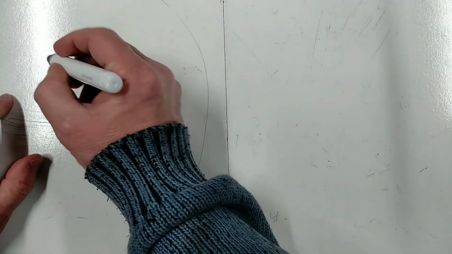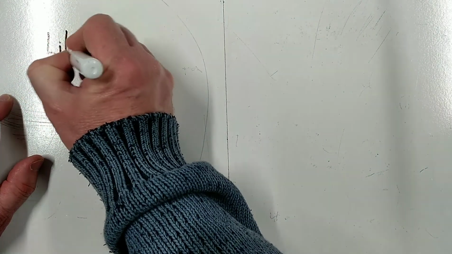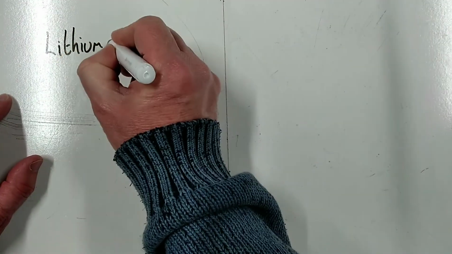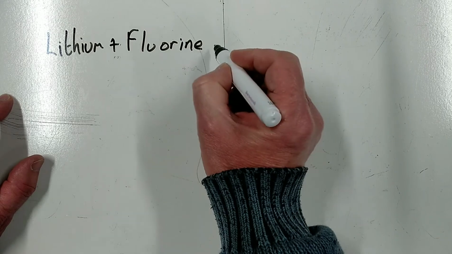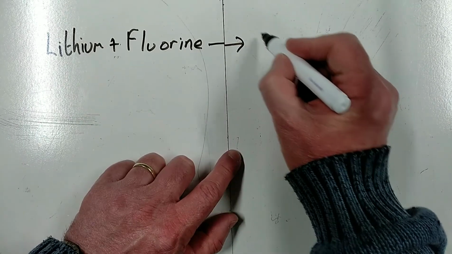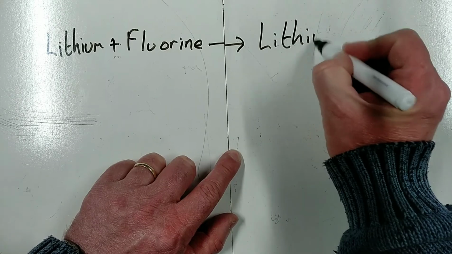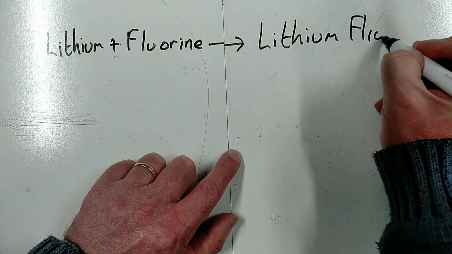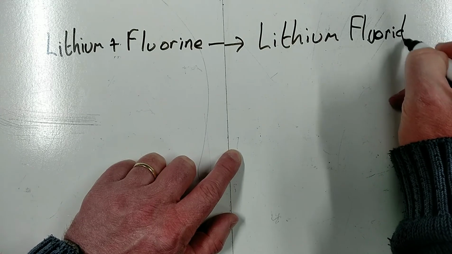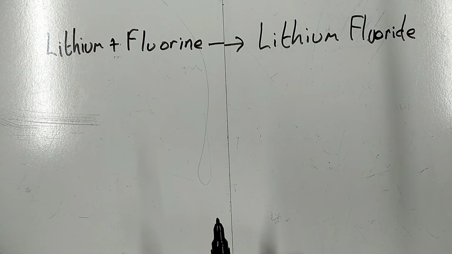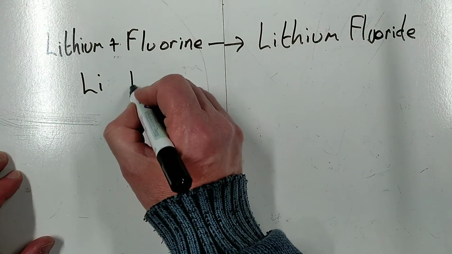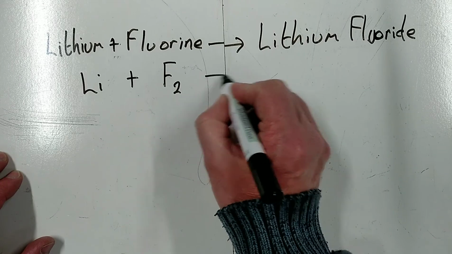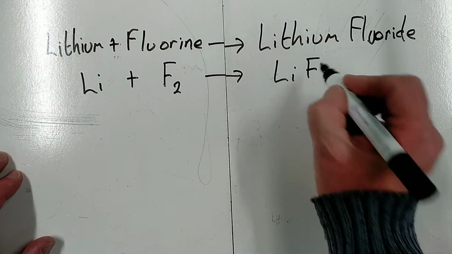I'll do it as a word equation first. We would have lithium plus fluorine makes lithium fluoride. Now, at foundation tier, that would be pretty much all you would be expected to do. But as you're moving on to higher tier, you would be expected to write that as a symbol equation. So that would be Li plus F2 makes LiF.